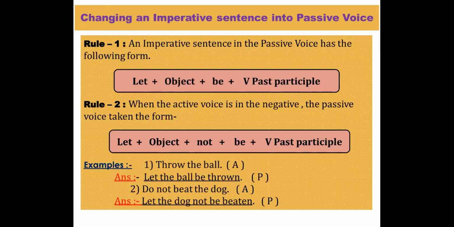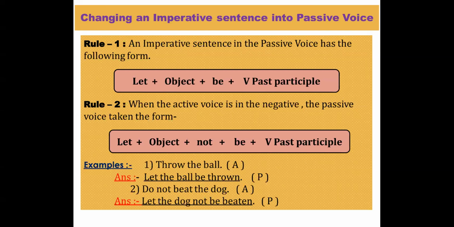Let the ball be thrown. So, let plus object, that is the ball, plus be plus verb past participle; throw will become thrown. So, let the ball be thrown. What is the structure when we are changing an imperative sentence into passive voice? Let plus object plus be plus verb past participle.